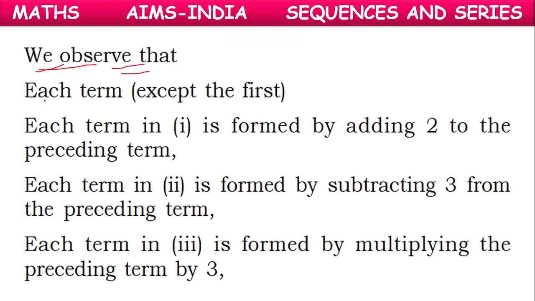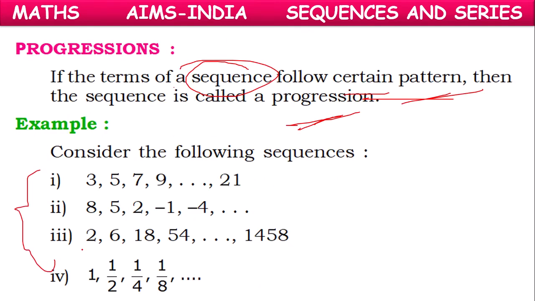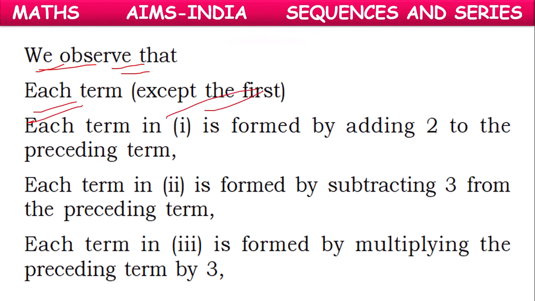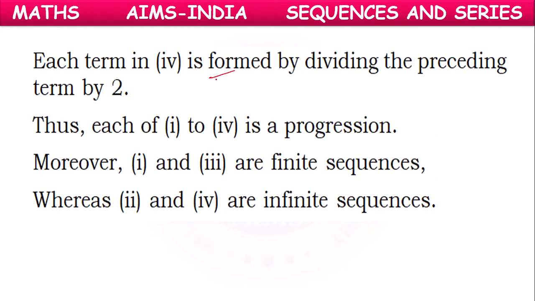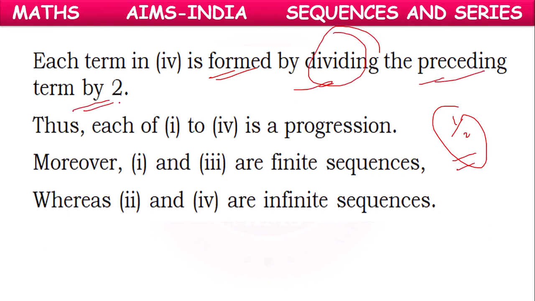So we observe that in all four examples, each term except the first term is formed by adding 2 to the preceding term in the first example, subtracting 3 from the preceding term in the second example, multiplying the preceding term by 3 in the third example, and multiplying the preceding term by 1 by 2, or indirectly dividing the preceding term by 2, in the fourth example. That is the pattern they are following. So each example from 1 to 4 is a progression.